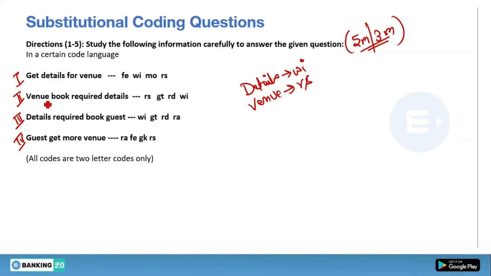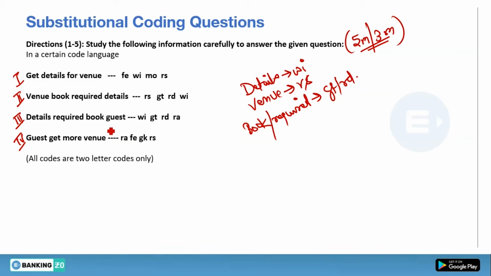Now check the second and third statements, which words are common? Book and required, and nowhere else are book and required written. So we cannot find the confirmed code of book and required because they are together in both statements. Their codes will be GT and RD, but we cannot find a confirmed answer for book as well as required, because book is not written anywhere else, and similarly required is not written anywhere else in the other statements.